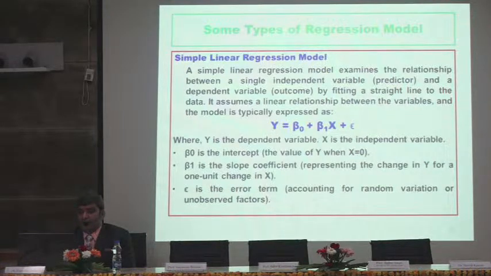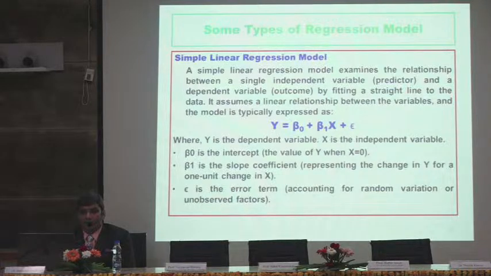A simple linear regression model examines the relationship between a single independent variable and a dependent variable. This is a simple linear regression model because it is linear, as the power of the variable is 1, and it is simple because we have only one independent variable. If we increase the independent variables, if we use x, then z, then w, we would have more than one independent variable. Then it becomes the multiple regression model rather than simple. Simple means we have one independent variable, and the term multiple means we have more than one independent variable.